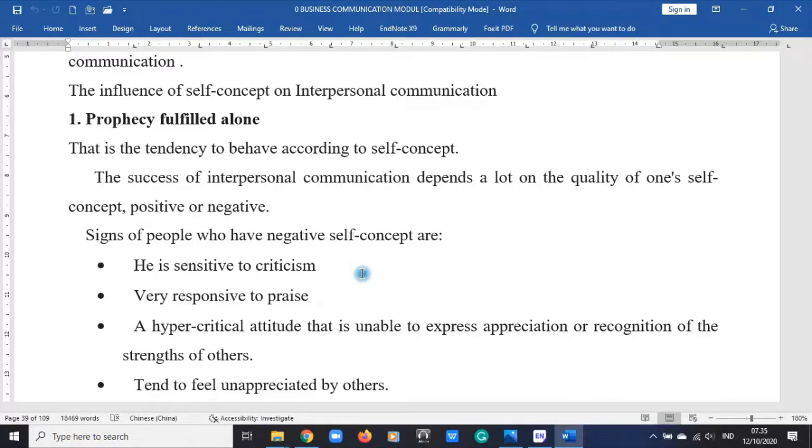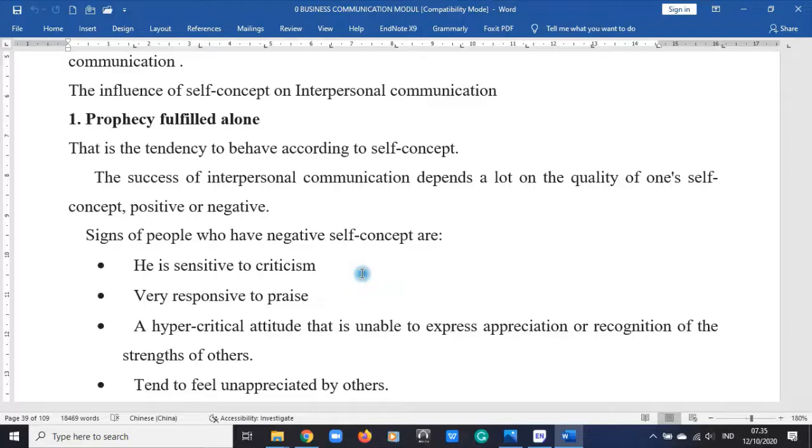How to explain this? Well, the success of interpersonal communication depends a lot on the quality of one's self-concept, either positive or negative. You must be a positive person, right? But sometimes we are very negative.